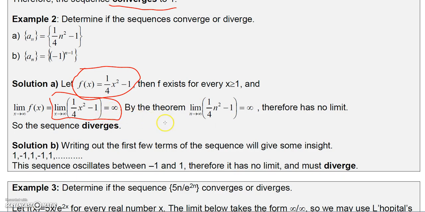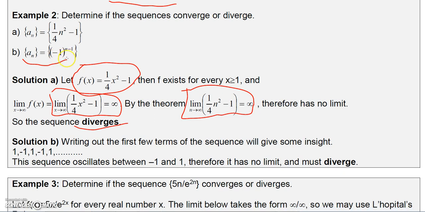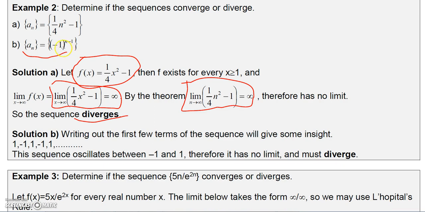So therefore, by the theorem, the limit of this sequence must also be infinity. So therefore it has no limit, and the sequence must diverge. Okay, now here's another one, and this is (-1)^(n-1). And on this one, I'll just write out some terms to show you.